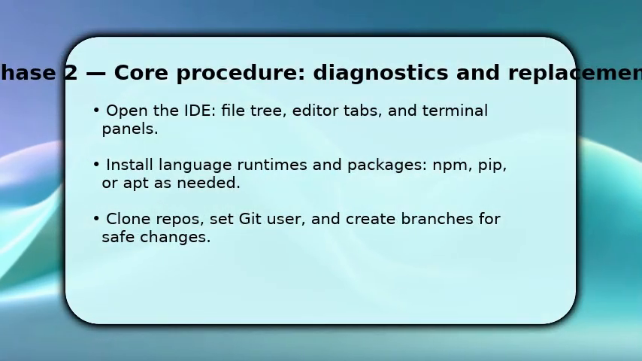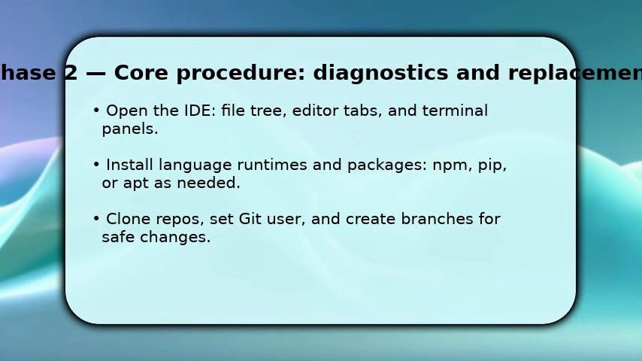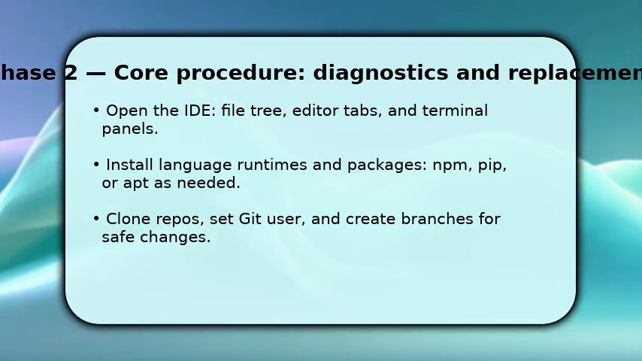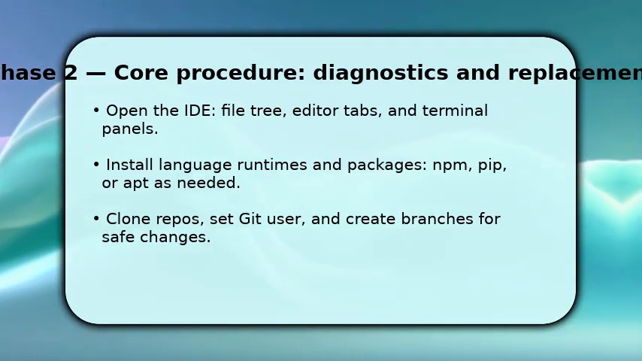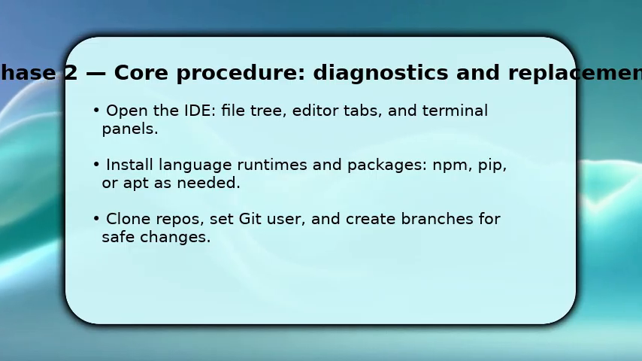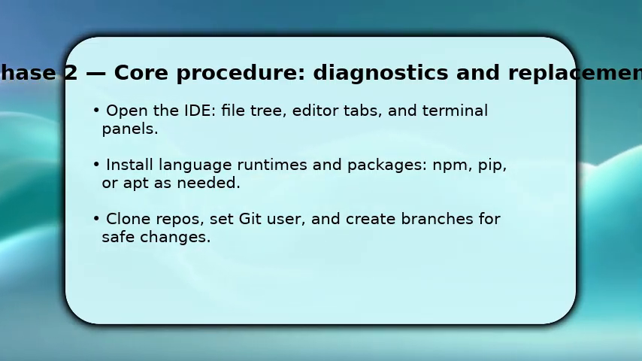Next, configure your workspace so you can work efficiently. Open the file tree and split panes, then show the integrated terminal for commands. Install the runtimes you need: npm for Node, pip for Python, or apt for system packages. This ensures your code runs locally.